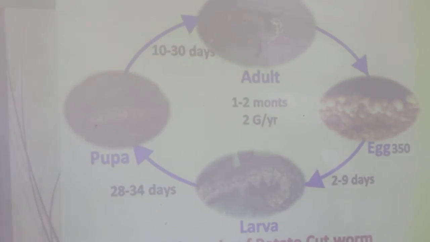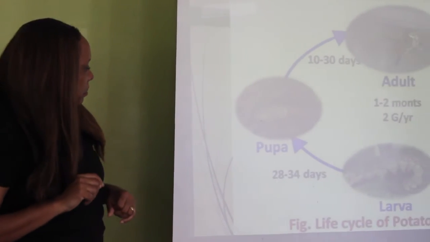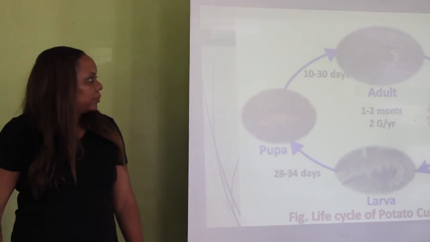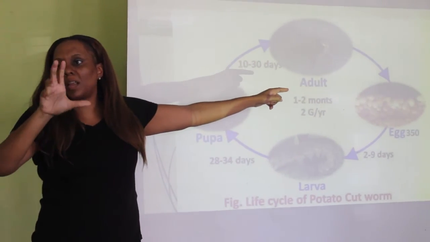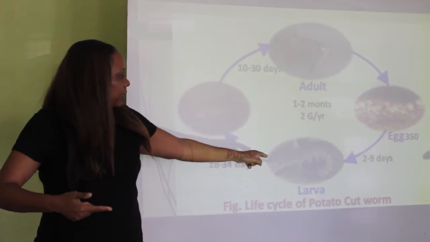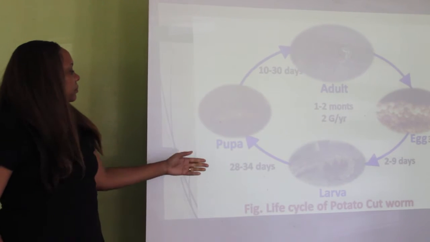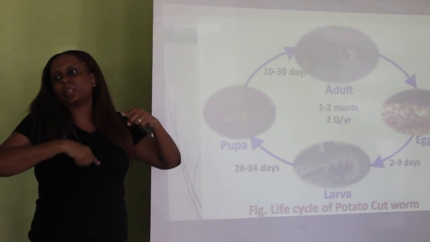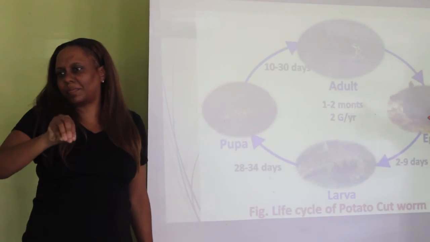Okay, for this slide, I just want to show you one example of the potato cutworm and how it multiplies, and most insects are like this. We will start at the adult stage, and one adult will lay about 350 eggs. In 2 to 9 days, those eggs will develop to larvae, the larva stage, and then in about a month, it develops to a pupal stage, and then in another month, it goes back to an adult. Now, remember, one adult with 350 eggs, and she normally has 2 generations a year.